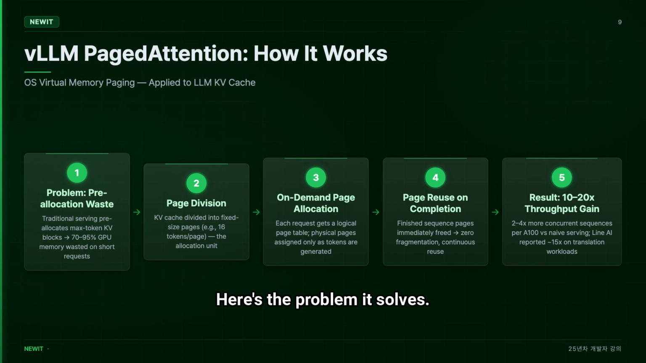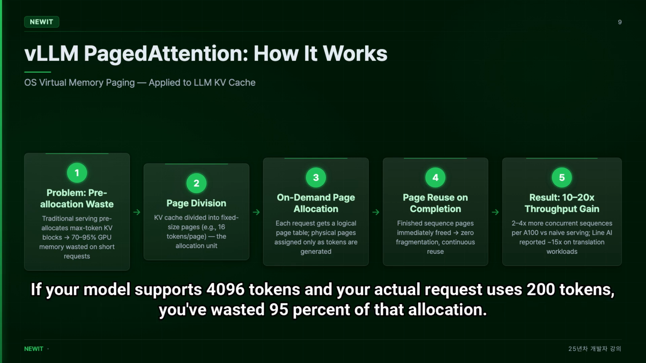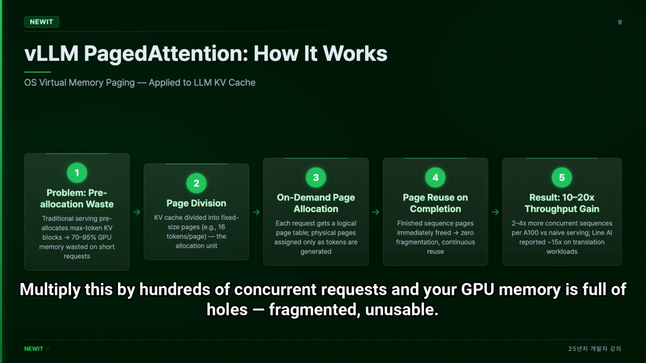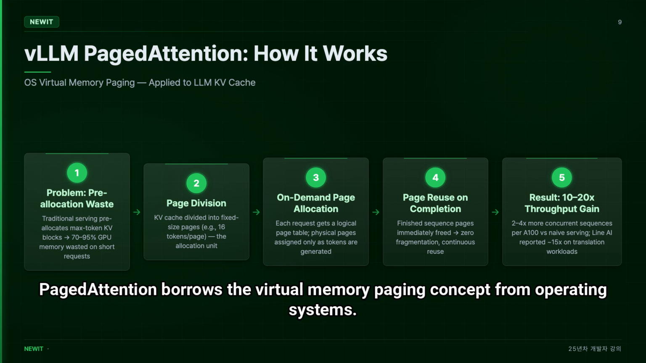Here's the problem it solves. In traditional serving, when a request comes in, you have to pre-allocate a contiguous block of GPU memory for its maximum possible KV cache size. If your model supports 4096 tokens and your actual request uses 200 tokens, you've wasted 95% of that allocation. Multiply this by hundreds of concurrent requests, and your GPU memory is full of holes. Fragmented, unusable. This is called memory fragmentation, and it's why naive serving tops out at maybe 10 to 20 concurrent sequences on an A100.